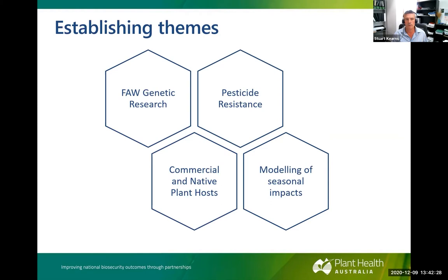So those four themes were fall armyworm genetic research, that is, the genetics within fall armyworm. The next area was pesticide resistance, looking at the ways in which fall armyworm can develop and overcome resistance, but also how we develop resistance management strategies across many different pests and many different insecticides in our cropping systems. Then a better understanding of commercial and native plant hosts, validating what they actually are and understanding their interaction with fall armyworm. And the last area was modelling of seasonal impacts and their effect on the population dynamics of fall armyworm.